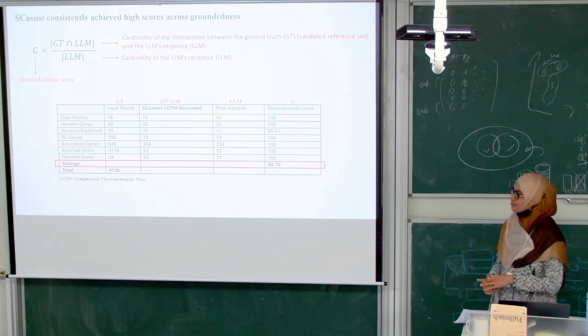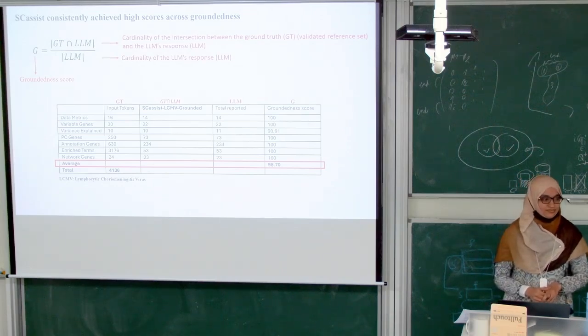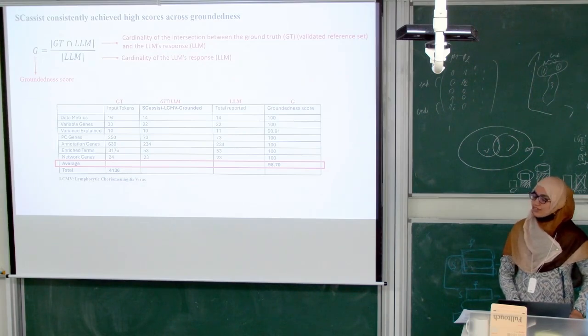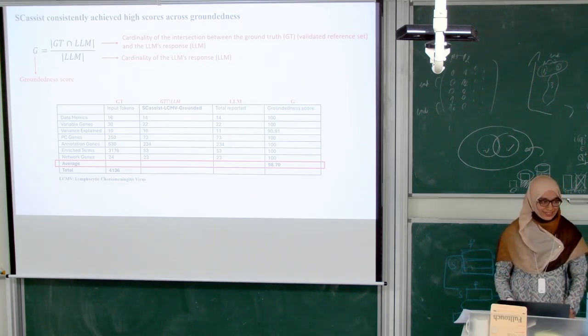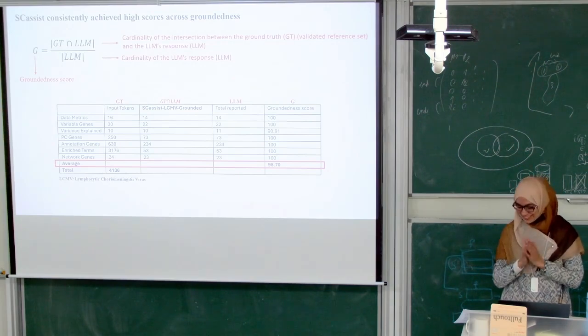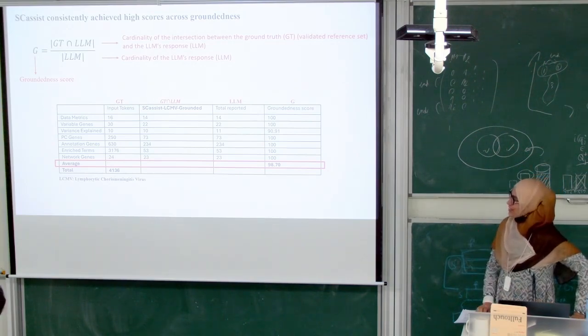For example, in the enriched terms case, the LLM only yielded 53 genes, while the ground truth is 3,000 genes. Actually, the tokens are not genes. It's kind of like LLM tokens. It's kind of hard to explain.